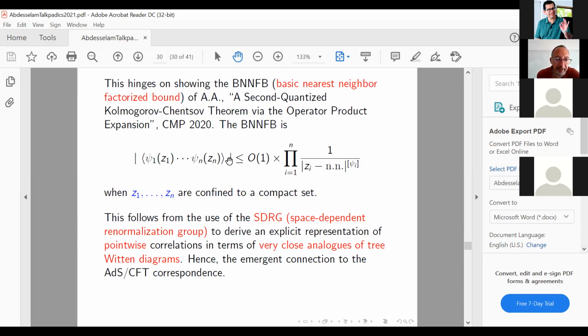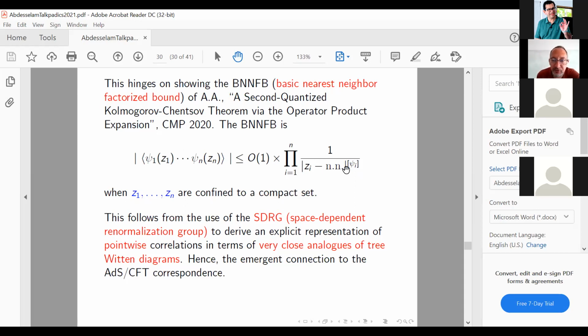So this result, in fact, is related to this one here. I obtained a very precise bound on the behavior of the pointwise correlation of the candidate for a CFT when the points become close to each other. If you take points which are in a compact set, so they cannot go to infinity, but they can go towards each other, you get things which blow up. How? Well, no worse than this. What does that mean? That means that for every point zi, you look at who is the closest. So nn stands for nearest neighbor.